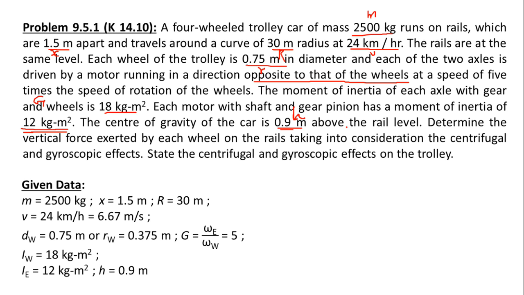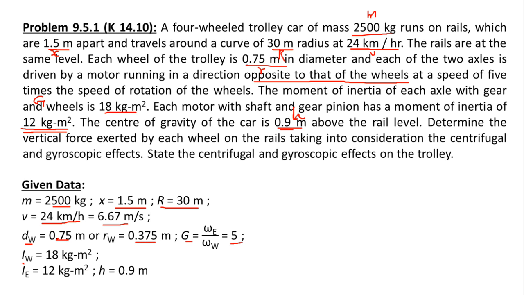So, given data: x is the width of the trolley, 1.5 meter, path radius is 30 meter, speed is 24 kilometers per hour, vehicle speed. So that is converted to meter per second, 6.67. Diameter of the wheel is 0.75. So find the radius, divided by 2, is 0.375. Gear ratio is 5.